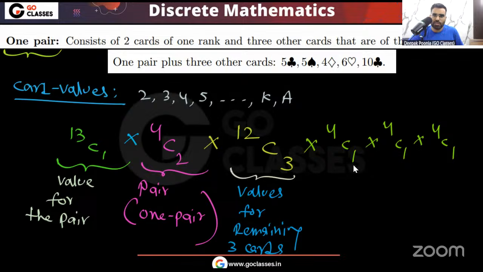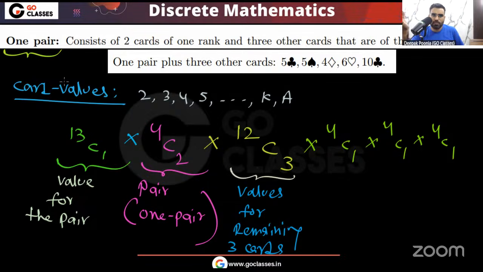I hope it is clear. So that's it. This is the answer. So your final answer will be this whole value you can calculate, means 13C1, that is 13, into 4C2 into 12C3 into 4 power 3. Okay, you can calculate, this will be the answer. I hope you understood. Okay, so this is quite easy.